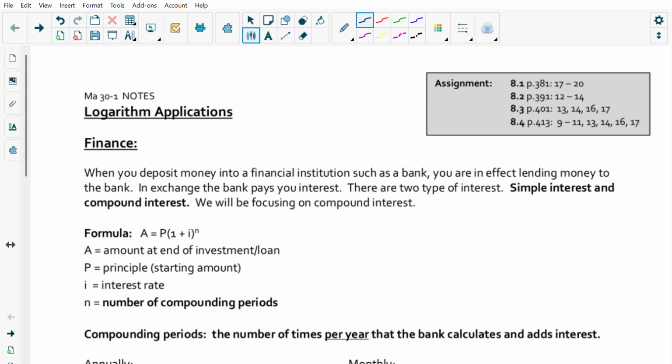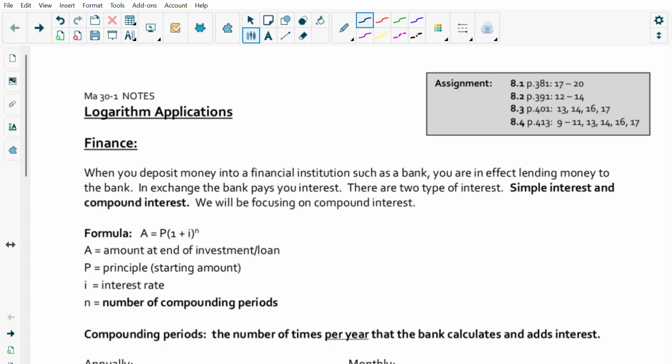Okay, welcome back, folks. My favorite part of this unit, the applications, right? Why does this math matter, right? Logarithmic applications, right? When I talk about logarithm applications, it's also talking about the applications of exponents as well, because logarithms and exponents go hand in hand, right? They're related. Okay, let's do finance first.